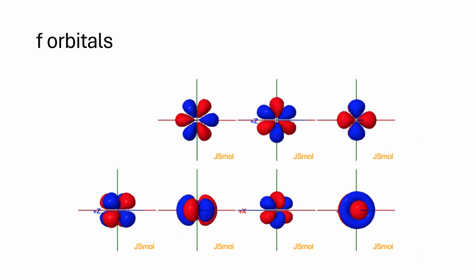F orbitals, starting from the fourth shell, are very special. There are 7 orbitals per shell, 2 electrons in each orbital, with shapes almost like an explosion from fireworks. Electrons here are high energy, filling some of the most intricate spaces around the nucleus.